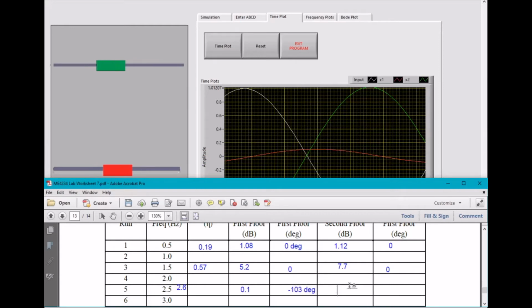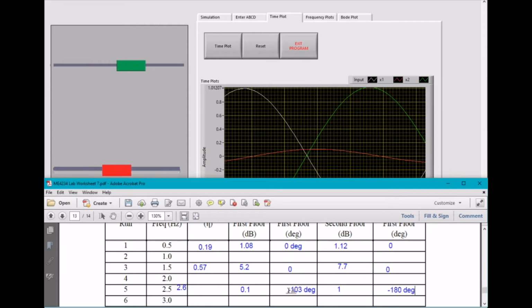And the second floor was about 1.01, a little bit greater than 1, and the angle was negative 180 degrees or positive 180 degrees. It's the same thing, but we tend to use the negative number.